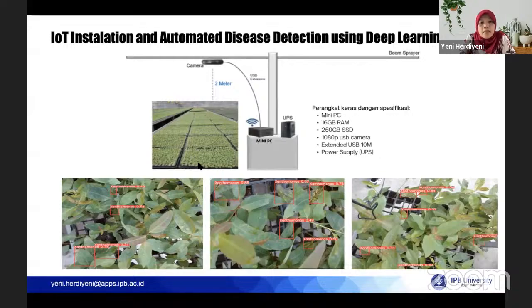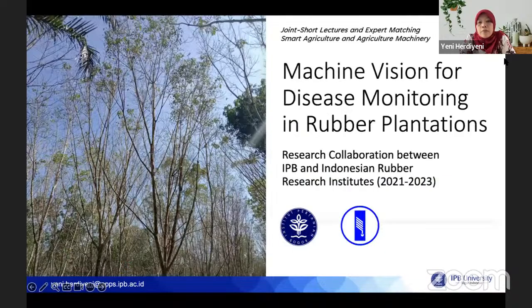And the last one, the fourth research work that we have now, is a research collaboration between IPB and the Indonesian Rubber Research Institute. We started 2 years ago, and this is last year. We work on machine vision for disease monitoring in rubber plantations.